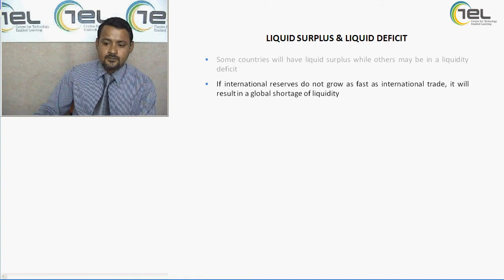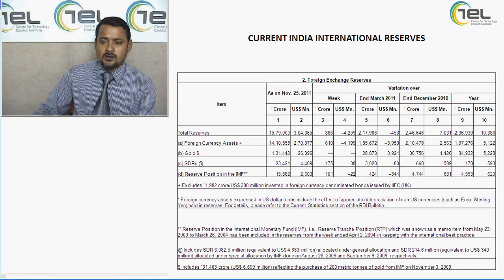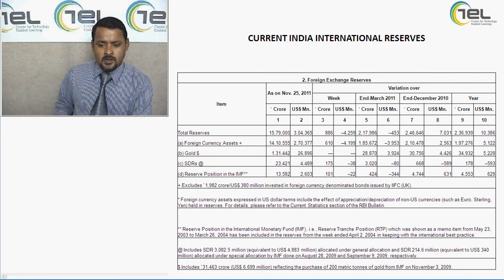The current India international reserves as on November 25, 2011, total reserves stood at 15,079,000 crores. Out of that, foreign currency assets were 14 lakh 10,000 crores, gold 1 lakh 31,000 crores, and SDRs at 23,422 crores.